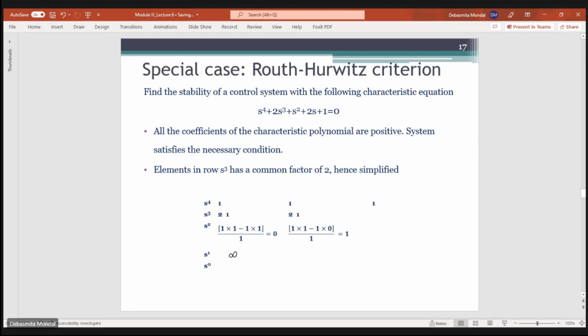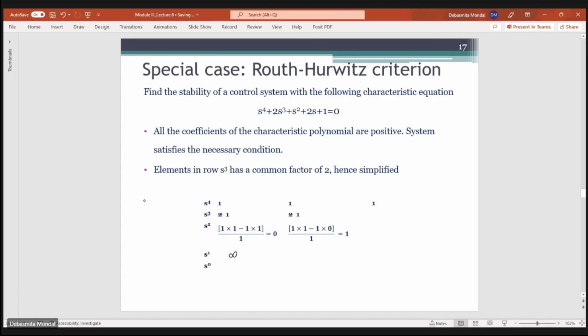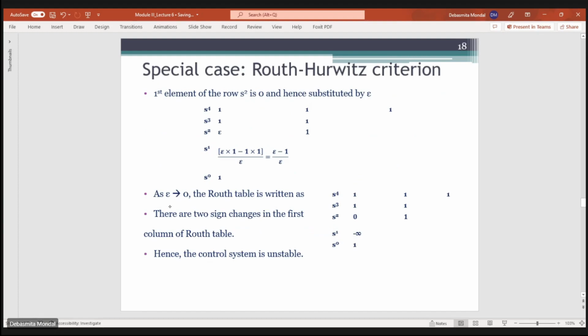So for that, as a solution, what we'll do is substitute this element 0 with epsilon, and then we'll continue with forming the array. If you substitute epsilon over here and then form the array, the next term will be equal to epsilon multiplied by 1 minus 1 multiplied by 1 divided by epsilon, which is equal to epsilon minus 1 by epsilon. So then your Routh array has been completed.